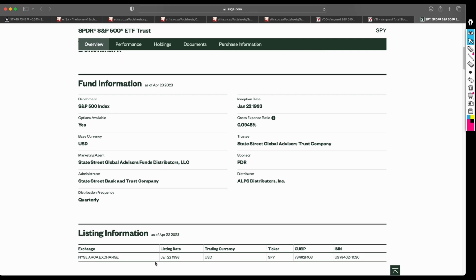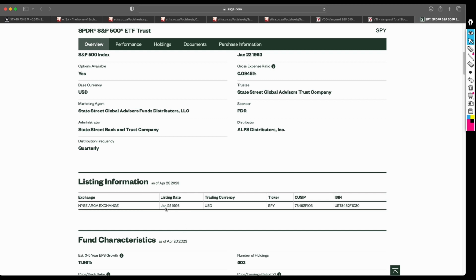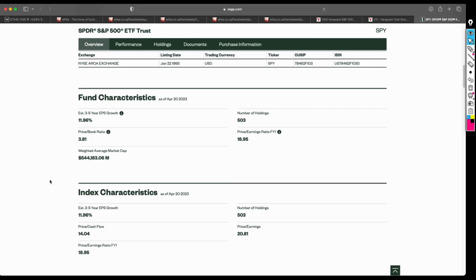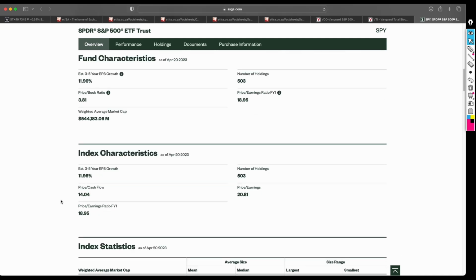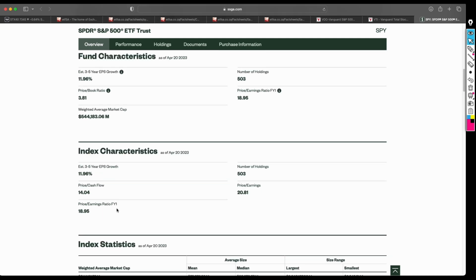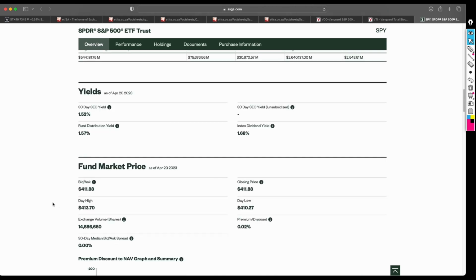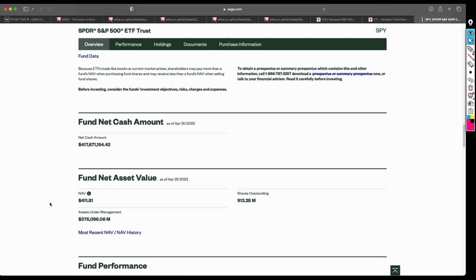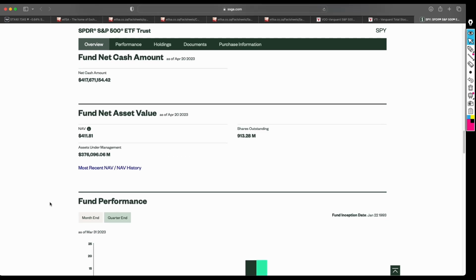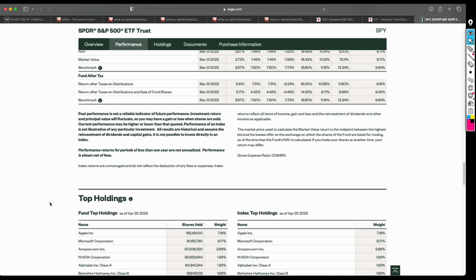This one was established in 1993, so it came before the VOO. We can see things such as the number of holdings. This one is 503, while the VOO has 3 extra stocks because it is 506. The price earning ratio is about 18.9. Okay, there is the price earning ratio, it's about 21%, similar to the VOO. A lot of these things are always going to be similar because it tracks the very same things.